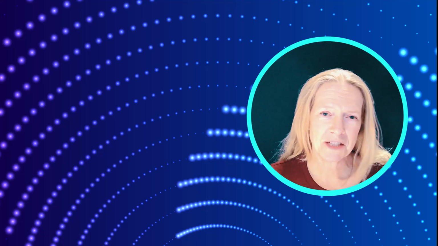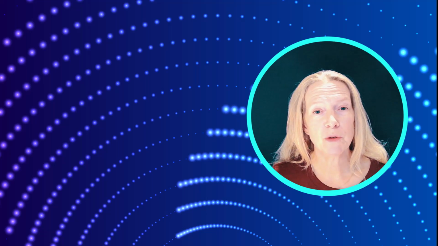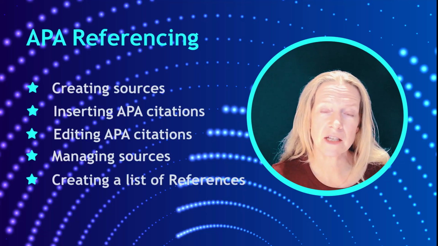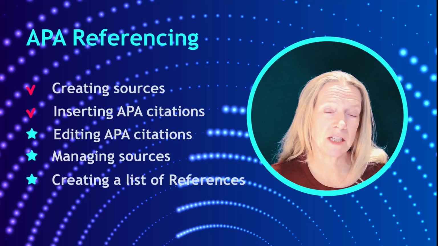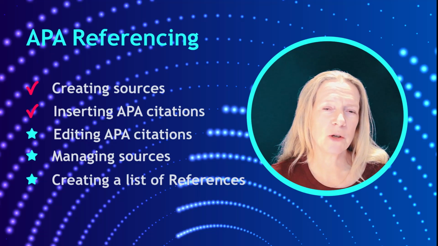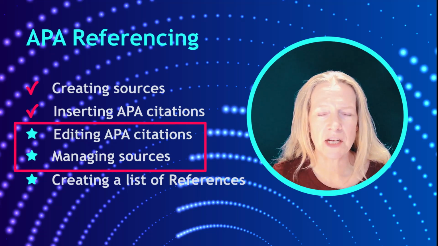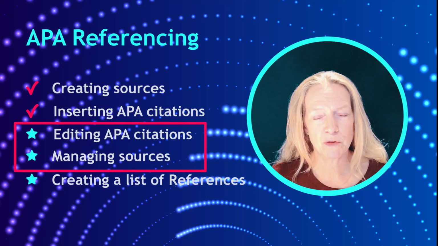Welcome to part 2 of this set of 3 videos to help students set up APA referencing in Word. So in part 2, we're going to move on from where we've already inserted our citations and started to set up our sources. Now we're going to take a closer look at the placeholders that the citations are in and look at how we can modify those and move those around.